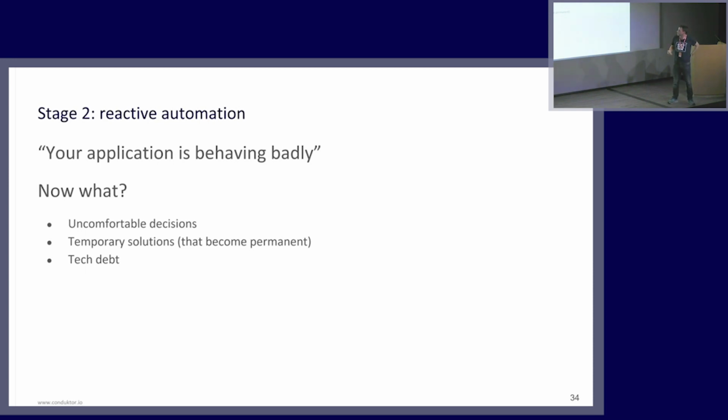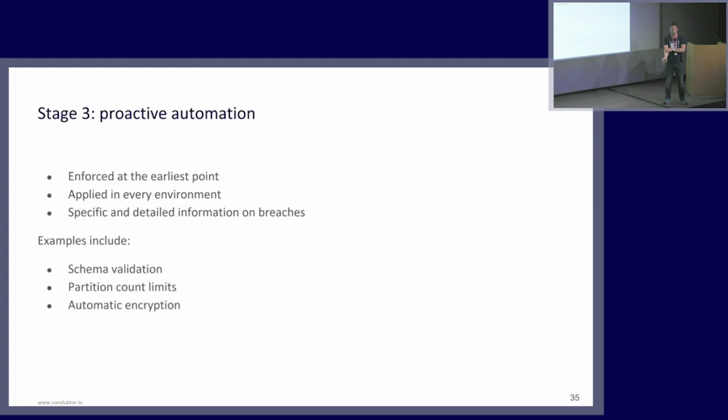So I know I said there was 3 stages. We're about to get to the gold standard. So what we call the gold standard of safeguarding is proactive automation. It's the same checks and balances that you put based on your monitoring data, but we move where it's enforced. Instead of reacting to something that's already happened on your cluster, we move and we enforce these checks and balances at the earliest possible point they can be.